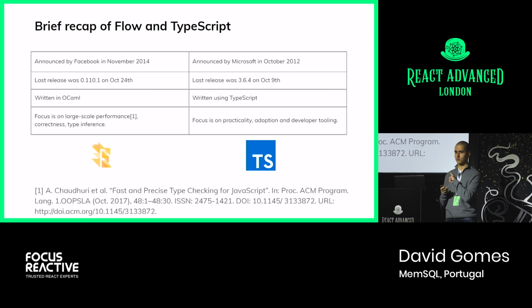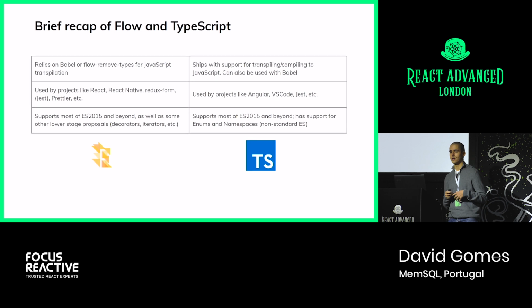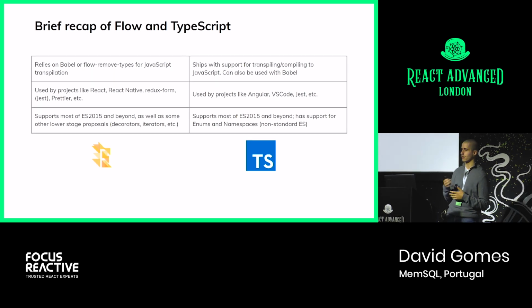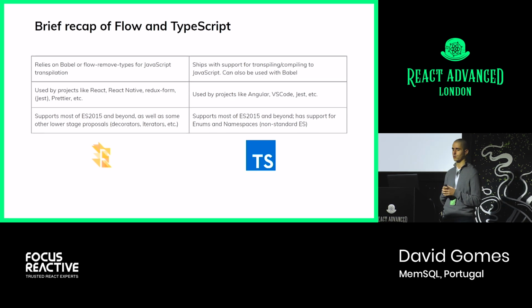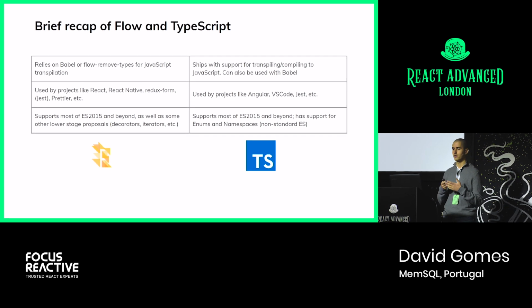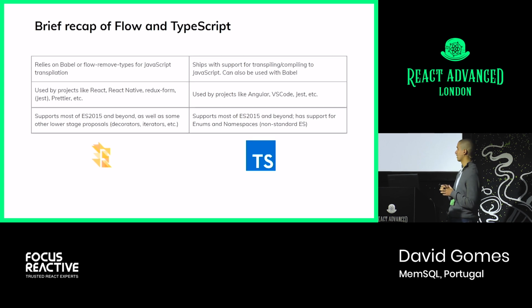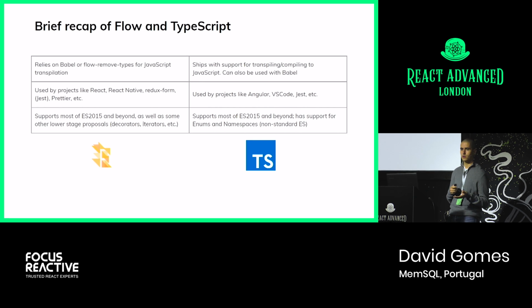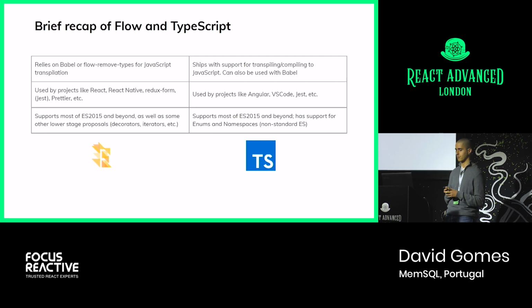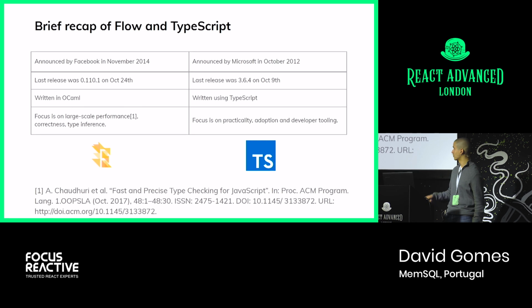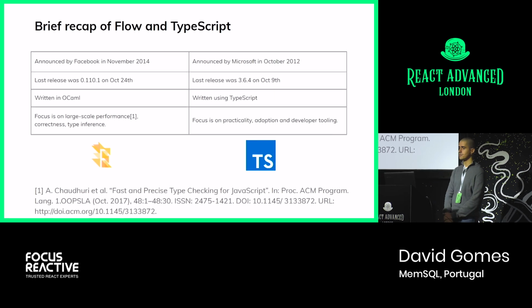They have different focuses. We'll touch on that in a second. And they're both used by really large projects. So for example, React uses Flow, whereas Angular, VS Code, and Jest use TypeScript. They both support very recent versions of ES 2015 to some extent. And they both can work with Babel, although TypeScript also has its own transpiler. So back to the design goals, which is the fourth row here.